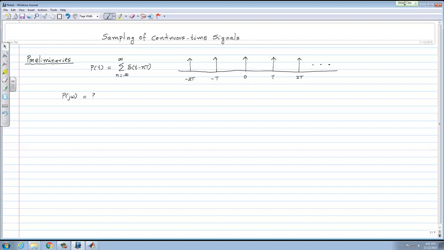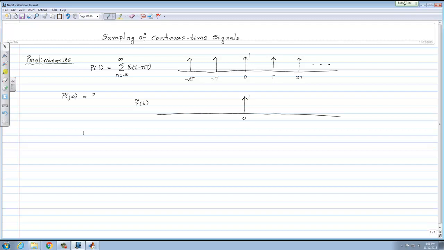This is a periodic signal, right? So what do we know about the Fourier transform of periodic signals? Well, we could find the Fourier series representation of the periodic signal, and then the Fourier transform can be obtained from the Fourier series coefficients. So if we look at any one period of the signal, let me call that p tilde of t, it's just an impulse with a strength of 1. That's just one period of the signal.